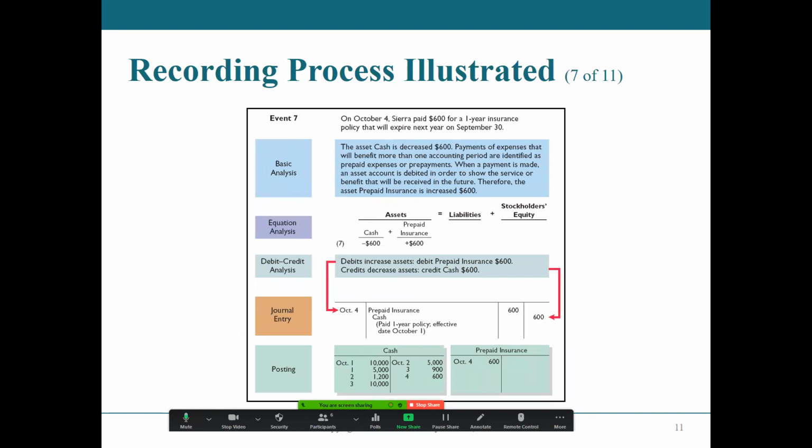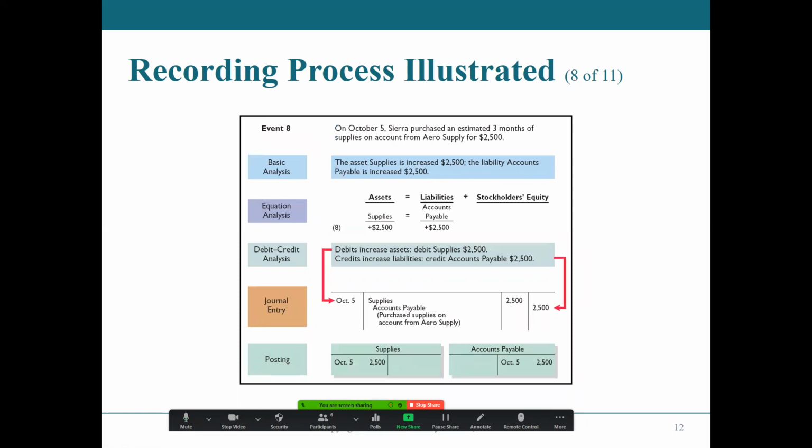All right, October 4th, we pay $600 for 1 year's worth of insurance. This is a little tricky because when we prepay insurance, we pay for a whole year's worth, this creates an asset account called prepaid insurance. So our cash is going to go down and our asset account prepaid insurance will go up. So we'll debit prepaid insurance asset and we'll credit the cash asset. So there's our journal entry.